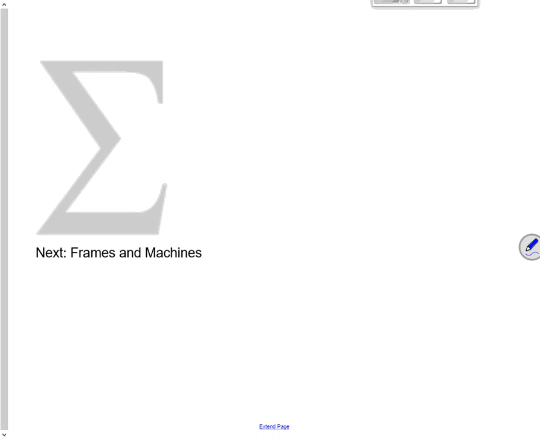And that's how you work the method of sections. Next time we'll talk about frames and machines.